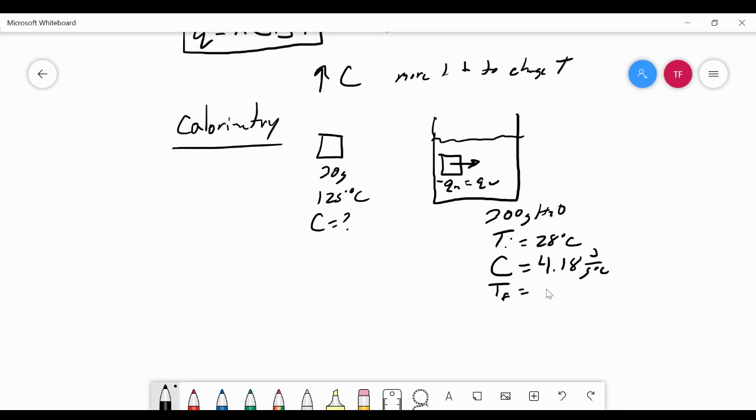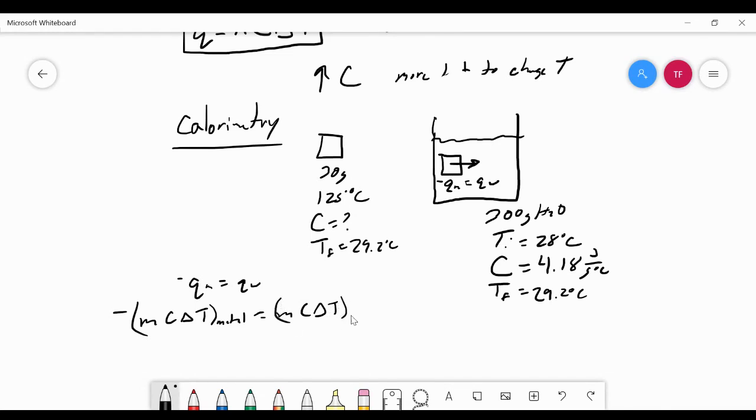So let's say that we put the metal in and the water heats up to 29.2 degrees Celsius. That means the metal also cools down to 29.2 degrees Celsius, because heat transfer will happen until you end up with the same temperature for each of them. That's called thermal equilibrium. So the heat lost by the metal is going to equal the heat gained by the water. Heat can be calculated by mcΔT, and that will be the heat of the metal. And if we do the water, mcΔT of the water, the heat lost by the metal will equal the heat gained by the water.